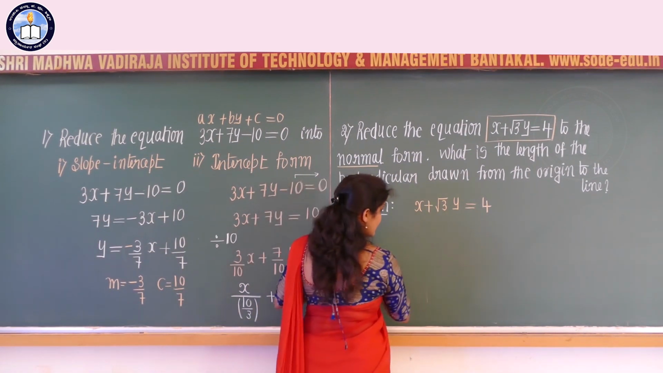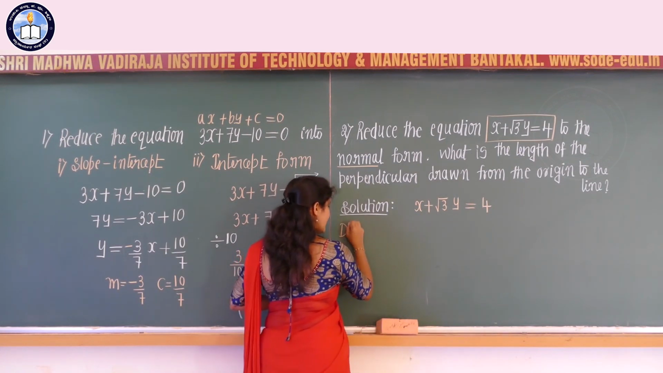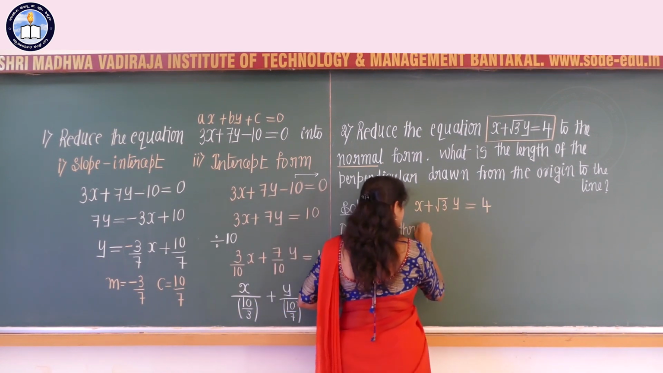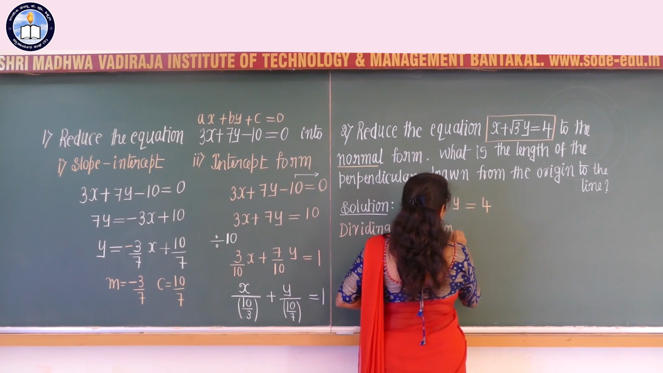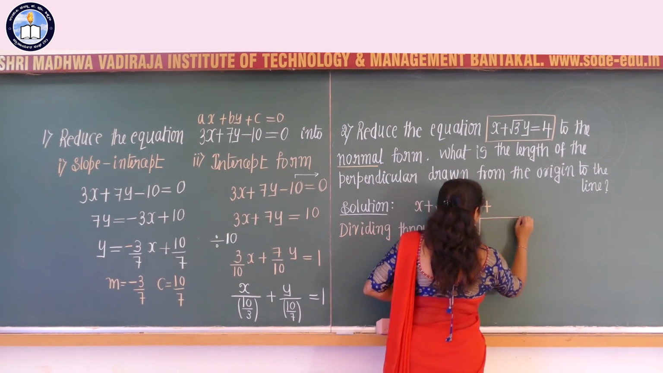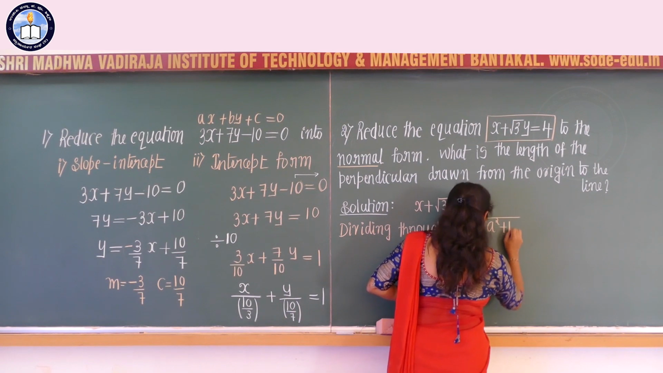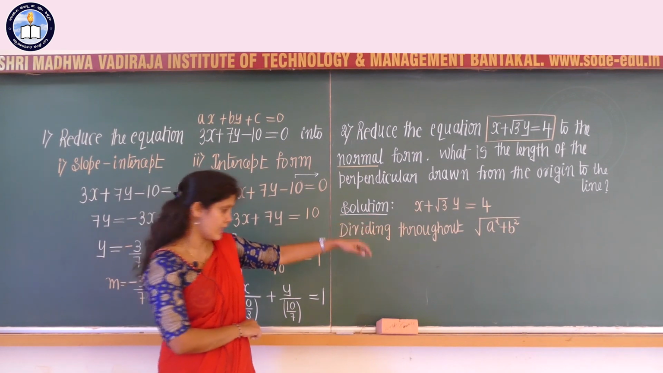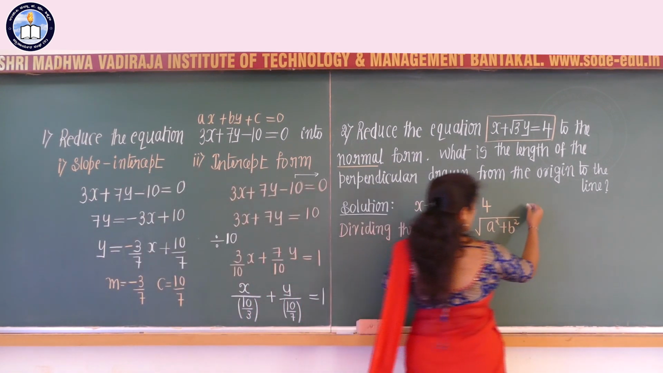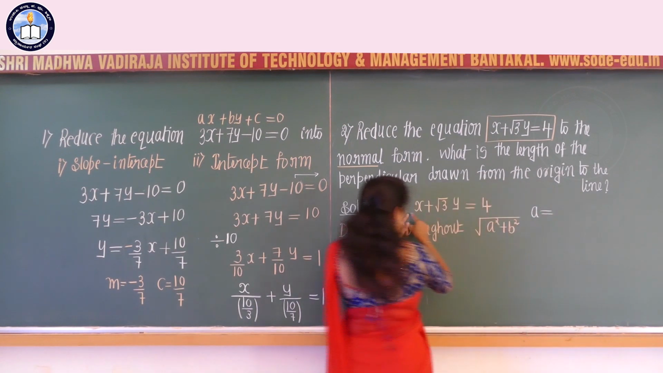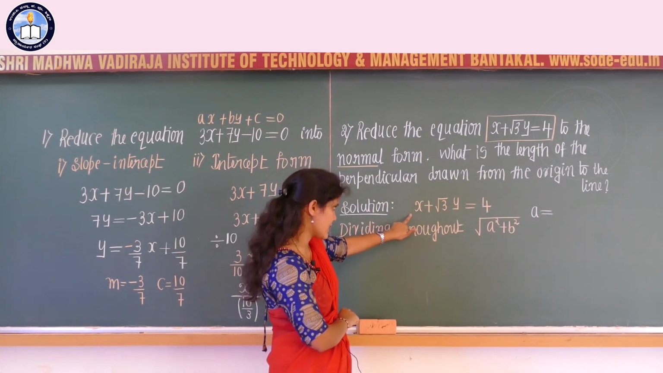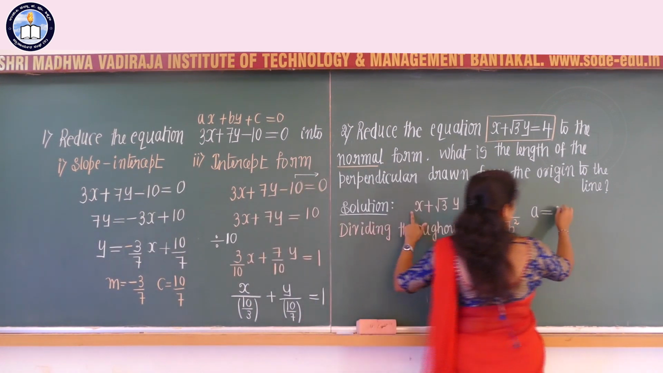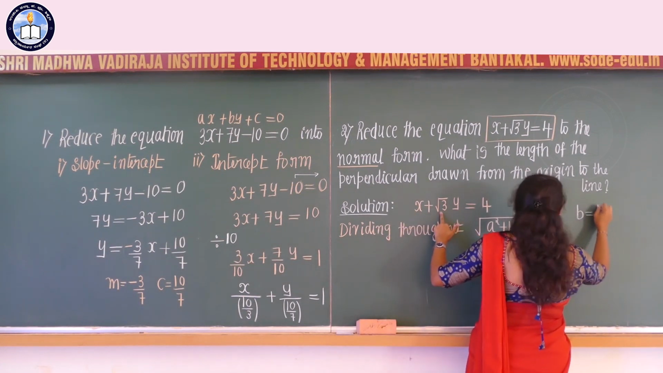Now the next step is dividing throughout the equation by root of a square plus b square. What is the value of a? With respect to this equation, which is in the form of a into x plus b into y, the value of a is nothing but 1, and the value of b is equal to root 3.